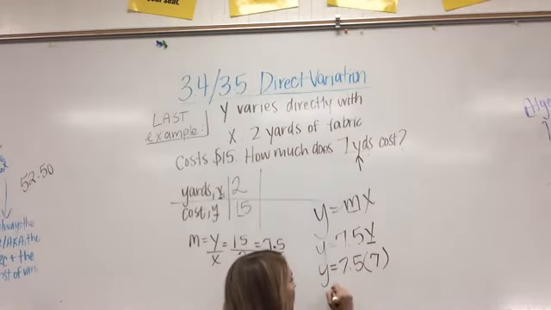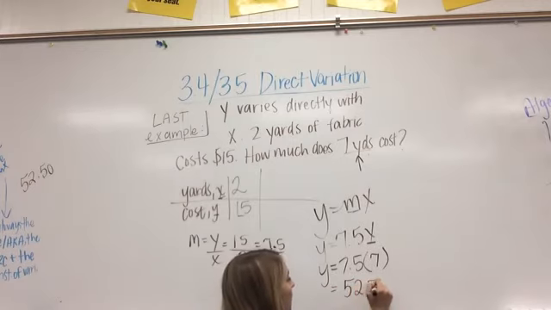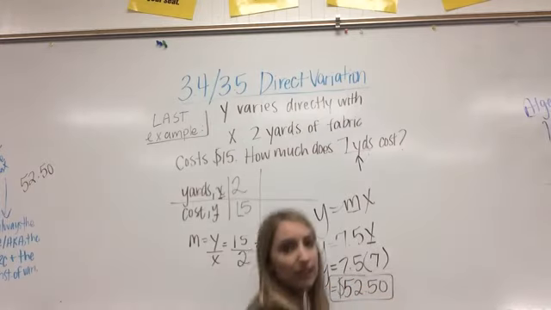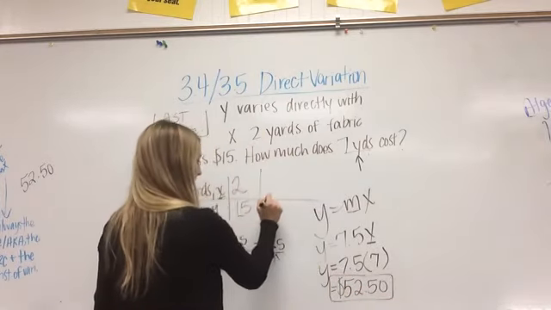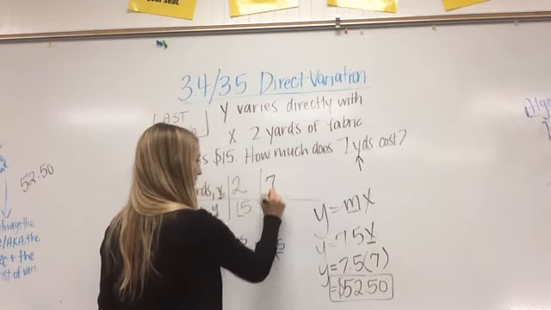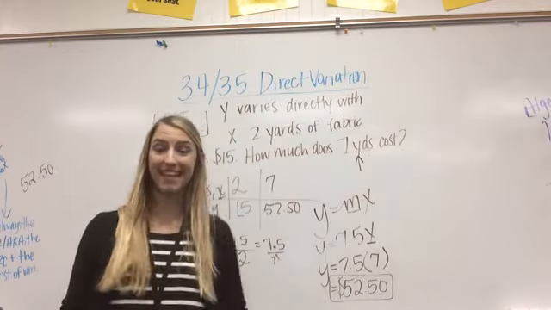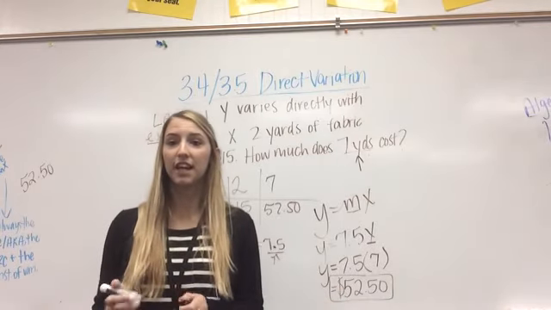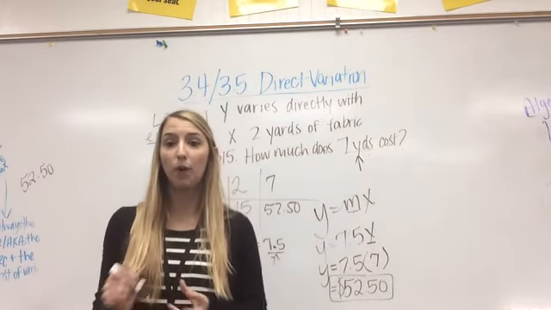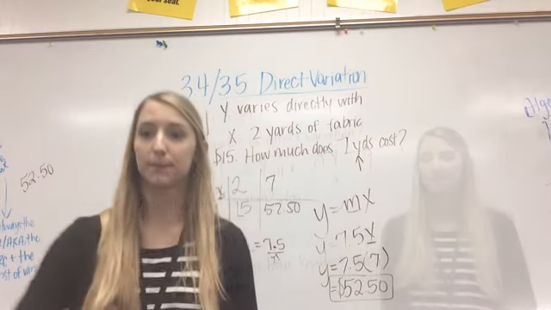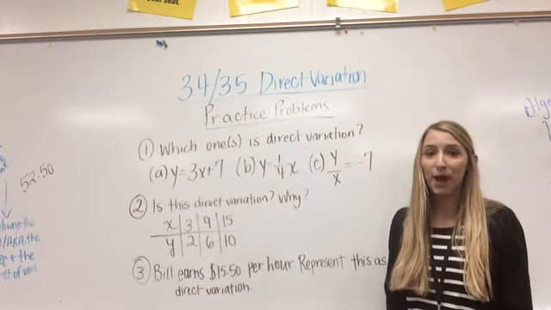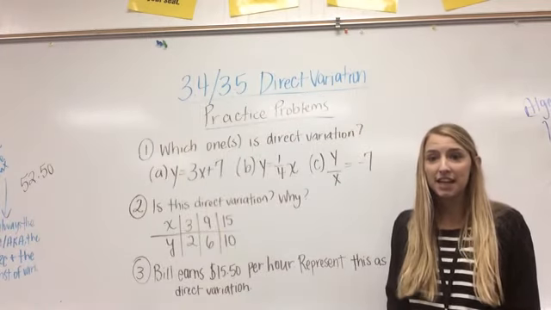So 7.5 times 7, I believe, is 52.50. And so that is our answer. So I'm going to write 7 yards, $52.50. That's it. So if you're given an x and a y value, you can put y over x and always find the slope.